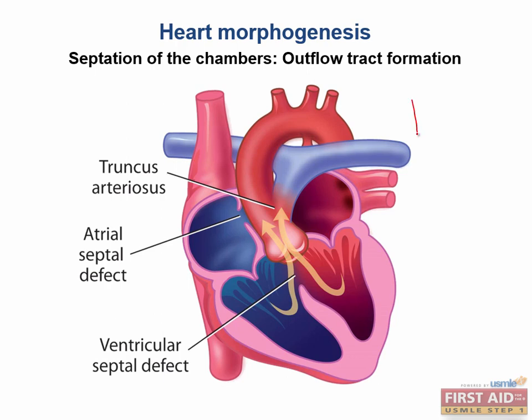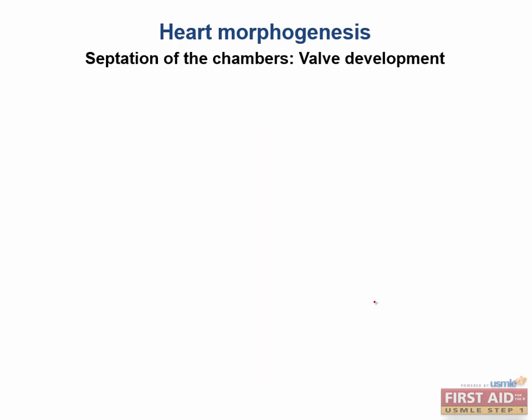A persistent truncus arteriosus. So one large truncus arteriosus, there was no septum that formed to separate these two, and we are left with one main trunk draining both the right and the left ventricles into one common trunk. Now let's go on to valve development.